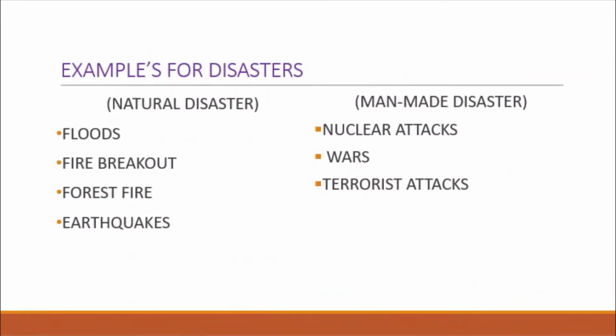So now, what are the types of disaster? Disasters are divided into two types, that is natural disasters, which are caused naturally, and man-made disasters, which are caused because of human beings. Floods, fire breakouts, forest fires, earthquakes, these are all natural disasters. And nuclear attacks, wars, terrorist attacks, which are caused because of human beings, are all considered man-made disasters.